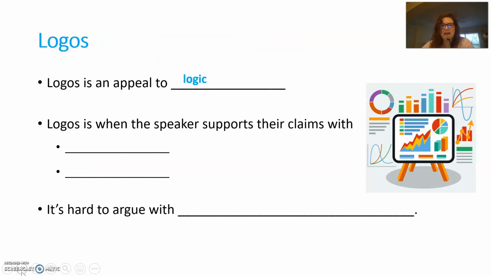And then finally, logos. Logos is an appeal to logic. Logos is when the speaker supports their claims with evidence and reasoning. We practice using logos all the time in English because most of the writing that you're doing is coming up with your claim, finding evidence to support it, and then using your reasoning to explain how the evidence supports the claim. Logos is really effective as a rhetorical technique because it's hard to argue with strong evidence and solid reasoning. If you have numbers, facts, statistics, and data to back up what you're saying, it's hard for people to argue with that.